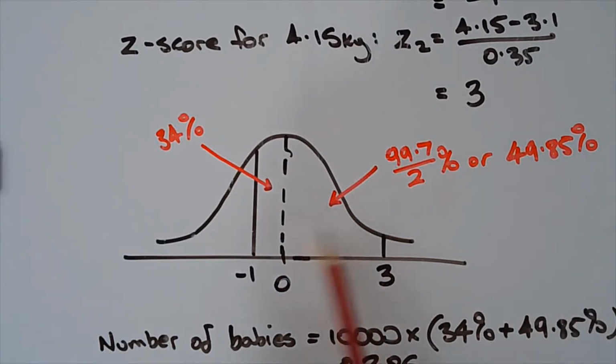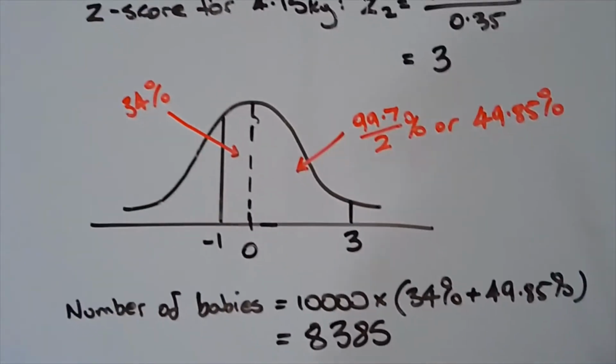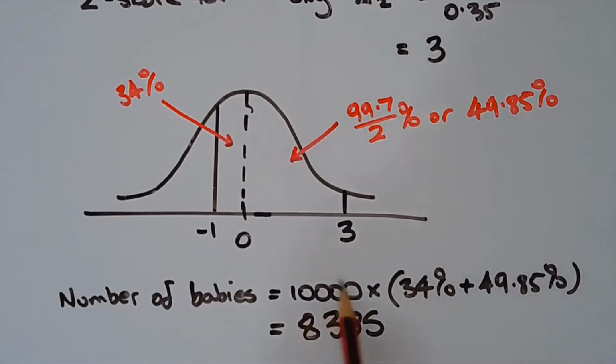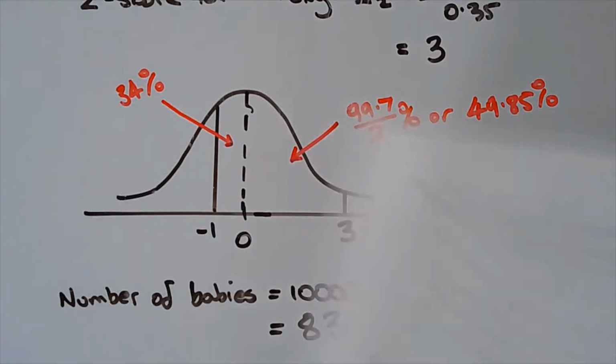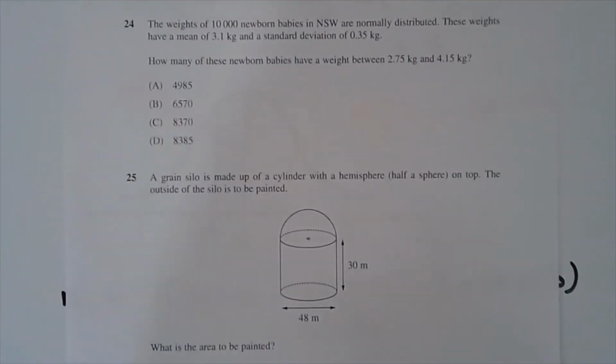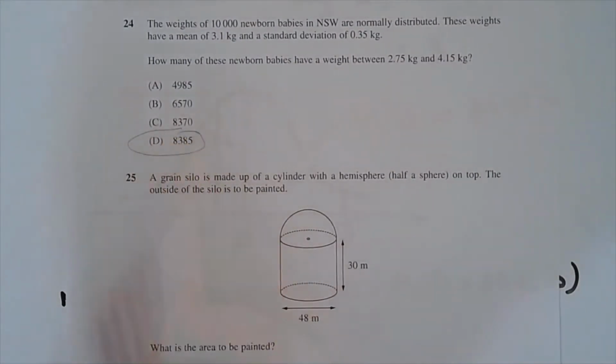So the number of babies is equal to 10,000, which was the number of babies surveyed in terms of their weights, multiplied by the sum of these two percentages, so 34% plus 49.85%, which I'll just put in brackets. Multiplying that together, we get 8,385 babies that lie between the two weights specified, and that's option D.